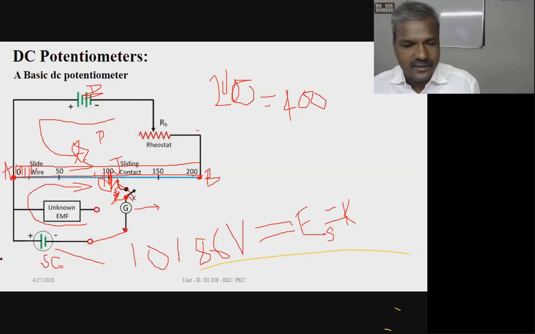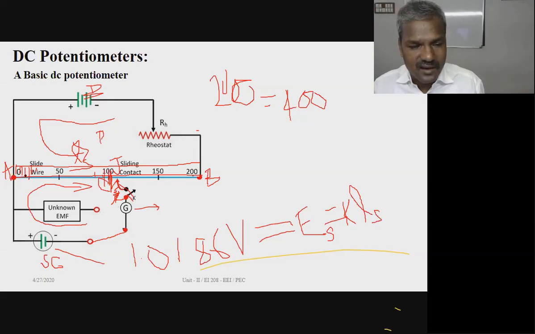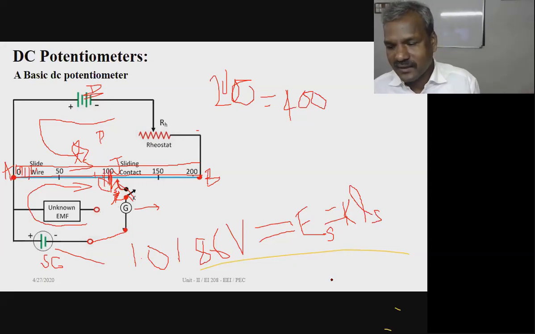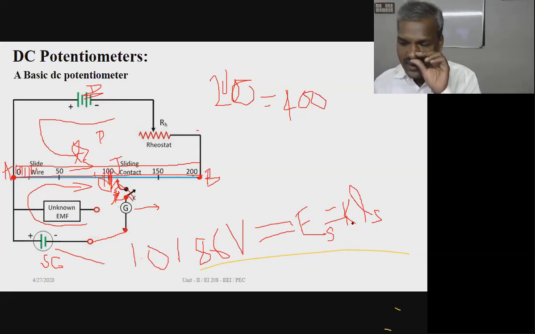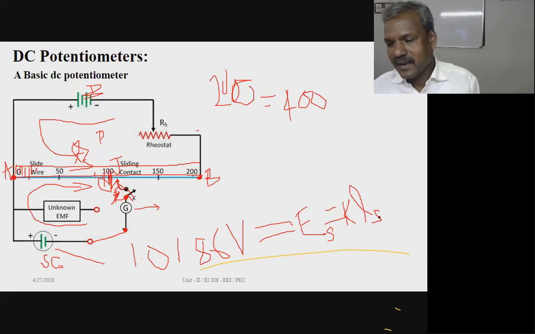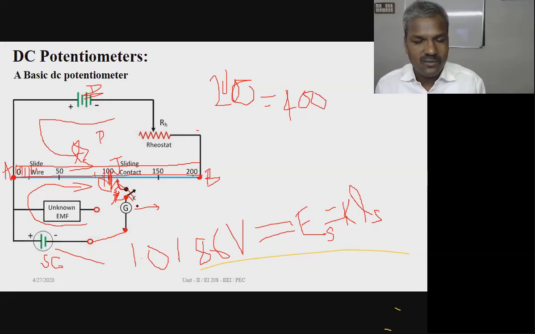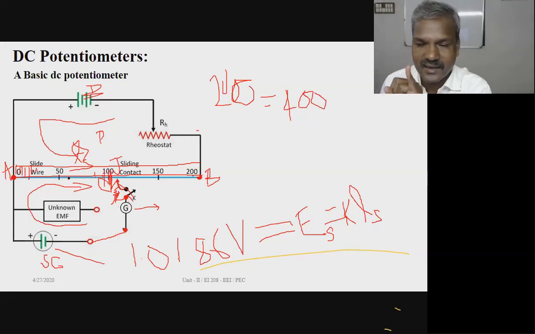So ES, the EMF across here, is nothing but K times LS, because the resistance across A and L1 is proportional to the length. So ES is nothing but K times LS. So what is K? K equals ES by LS. ES by LS is the potentiometer constant. So this is one type of balancing condition.